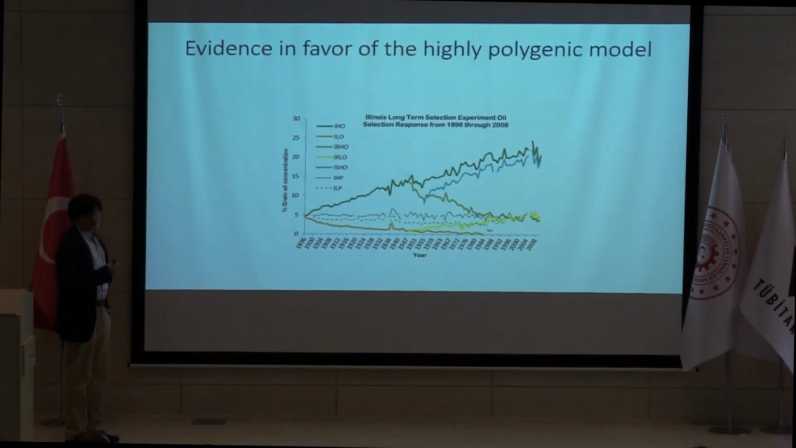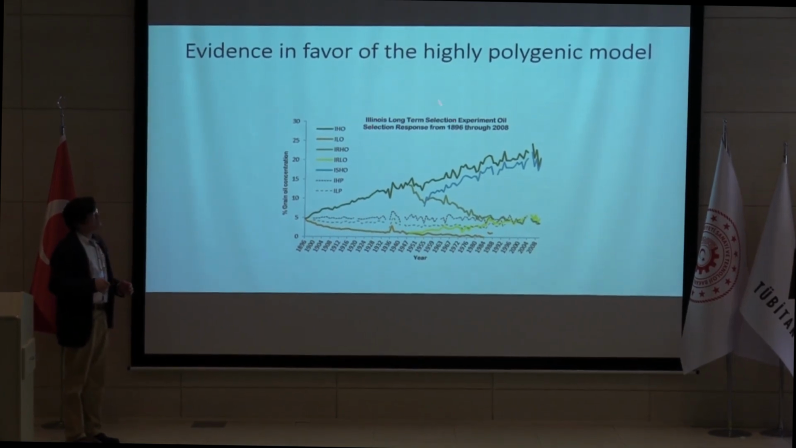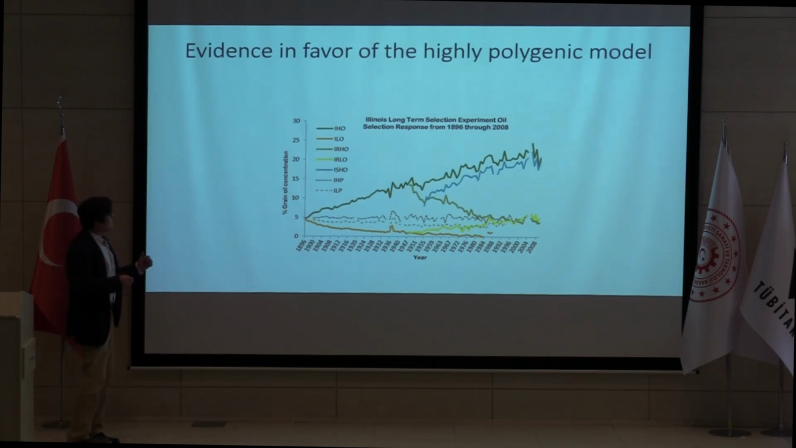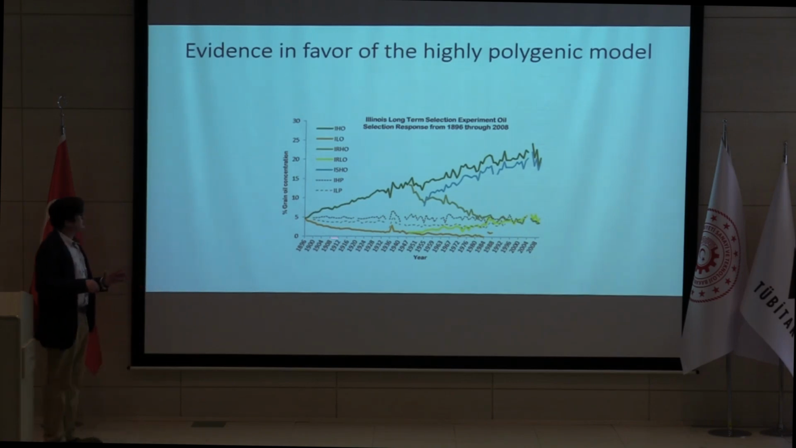So the early indication that the model is relatively polygenic comes from selection experiments. This is the Illinois long-term selection experiment. Again, how many people know about this? Okay, good. Then I'll explain it. This is not the type of experiment a single graduate student does, because the data here are from 1896 to 2008. It's over 100 years' worth of data.